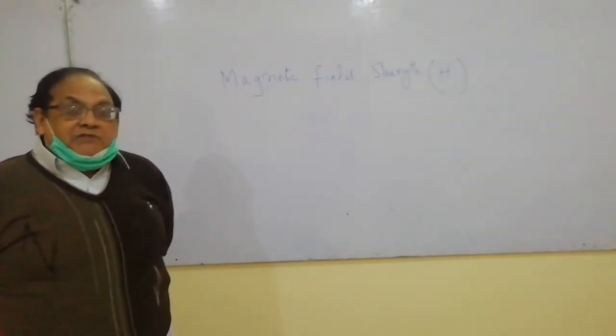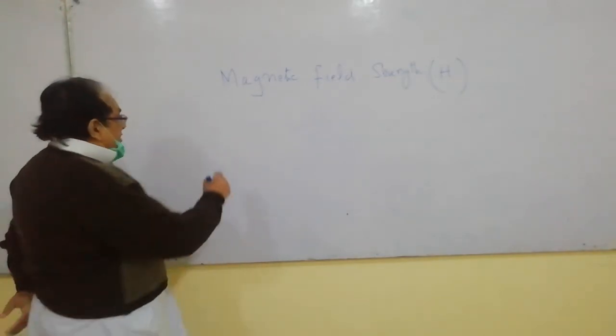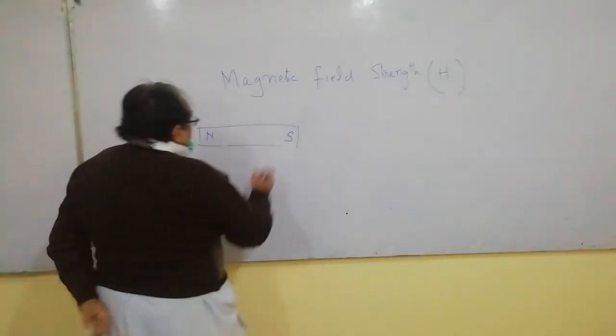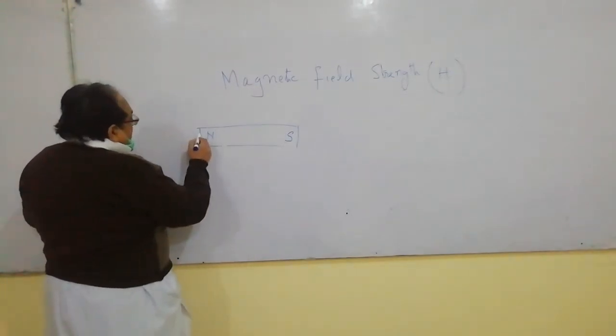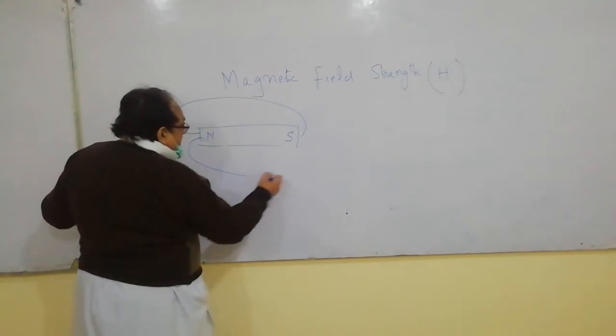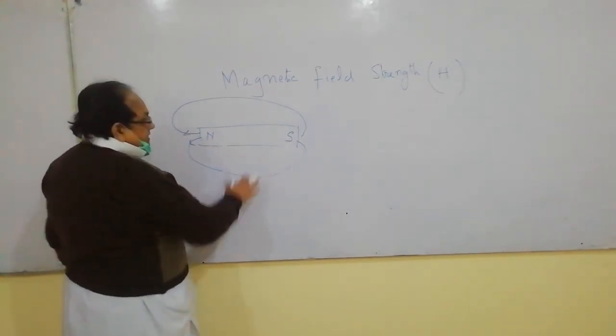You must be familiar with a magnet. It has a north and south pole, like this. The lines of force emerge out from the north pole and finish at the south pole. You can see like this. This is a simple magnet.